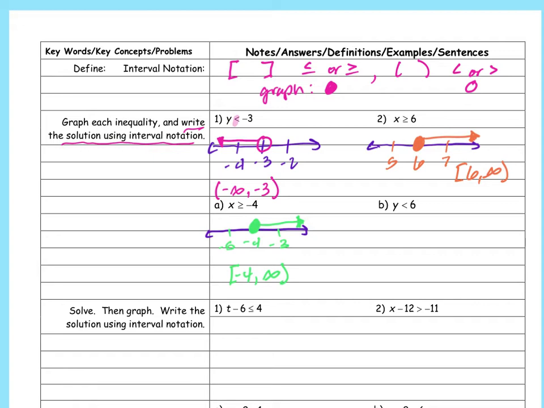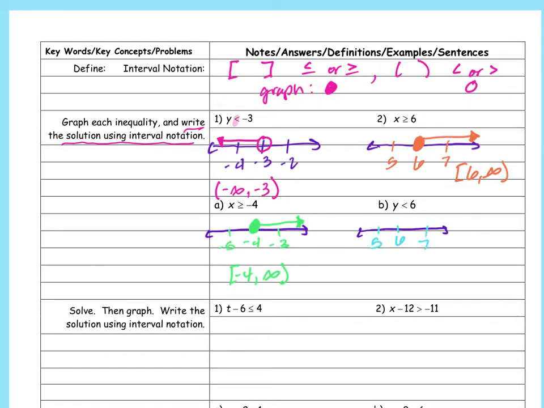Okay? So for those of you who had negative infinity to negative 4, I'm not sure what happened there, but I hope that that looks okay, since no one asked me questions.